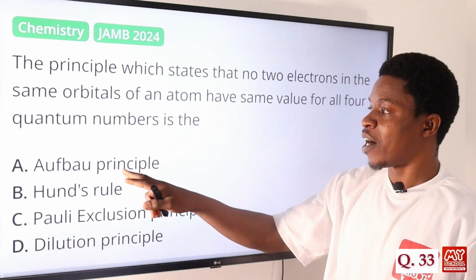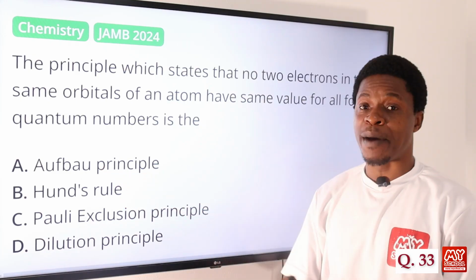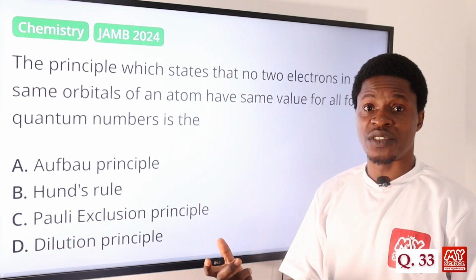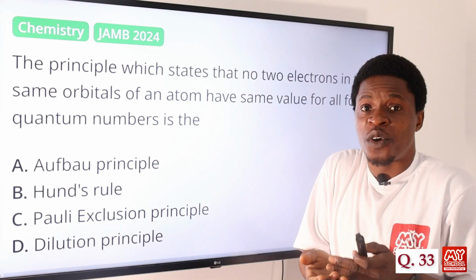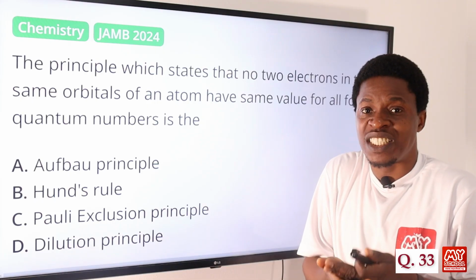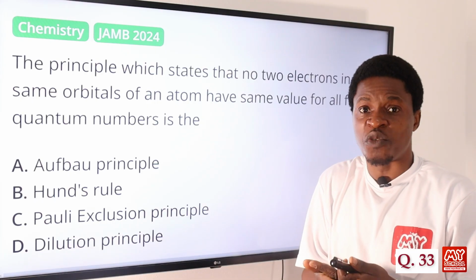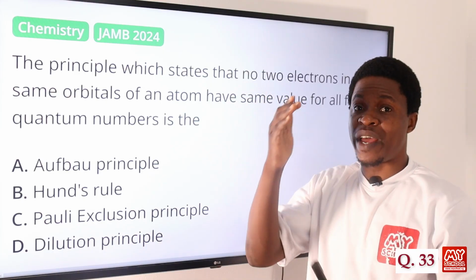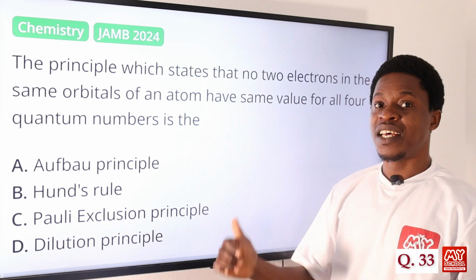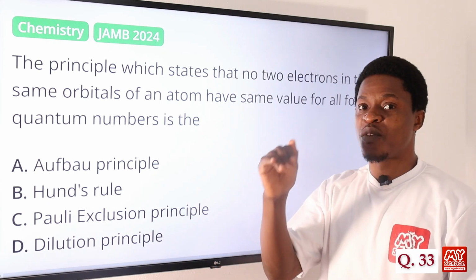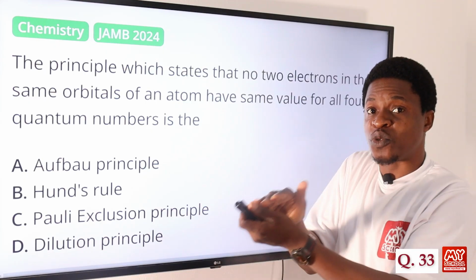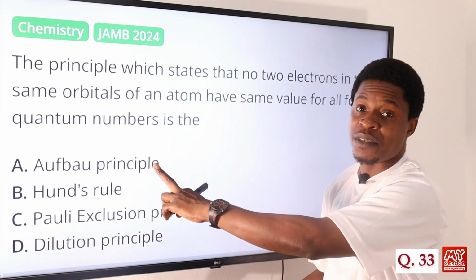Option A says Haber principle. The Haber principle is talking about the filling of electrons, that it will first of all start with the lowest energy level. The lowest level will first be filled with electrons before you go to the higher energy, like we have 1s, 2s, 2p. You cannot leave 1s and go to 2p. You start with 1s first before going to 2p. That's what the Haber principle is talking about.